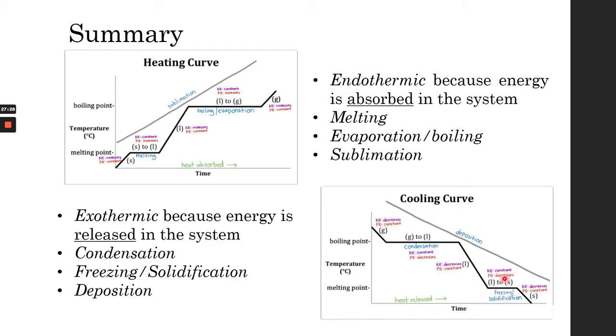So what is happening again? The potential energy decreases, but the kinetic energy is constant until it reaches point E here, wherein all the particles are now solid, and what happens is it will just continue to decrease the temperature. So that is the summary of the heating and cooling curve.